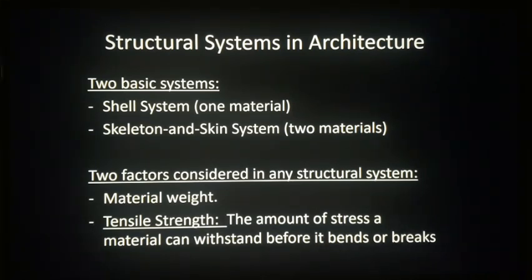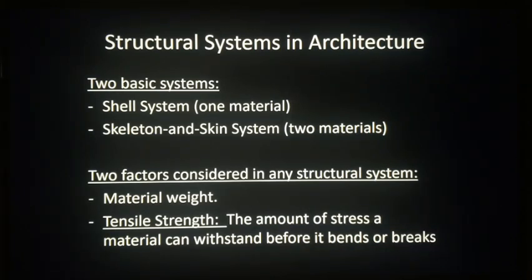But we must consider two main factors whenever we're talking about an architectural structure: the weight of the material that it's being constructed out of, and then also the tensile strength of that material, how much it can support when it's spanning across a distance. This is going to govern what that form looks like.